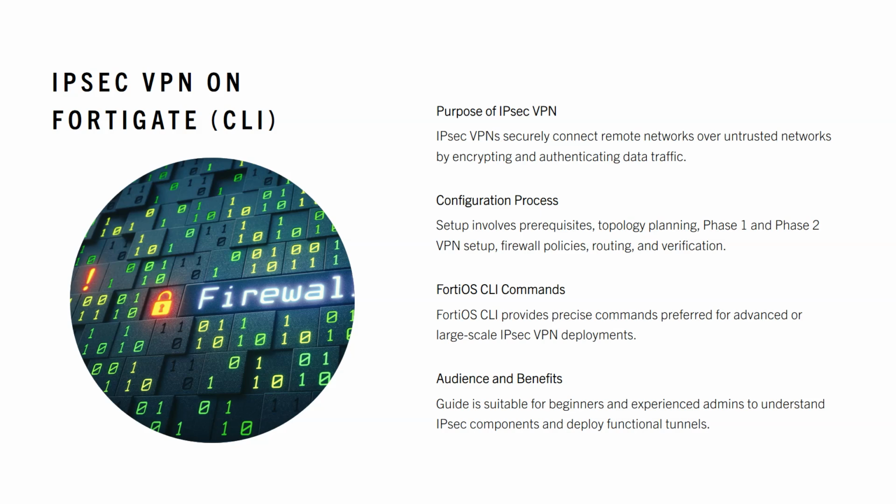The setup process involves prerequisites, topology planning, Phase 1 and Phase 2 VPN setup, firewall policies, routing, and verification. FortiOS CLI provides precise commands suitable for advanced and large-scale deployments. This guide is designed for both beginners and experienced administrators to understand and deploy functional IPsec tunnels. IPsec VPN configuration on FortiGate is efficiently managed through the CLI, offering clarity and control for administrators.